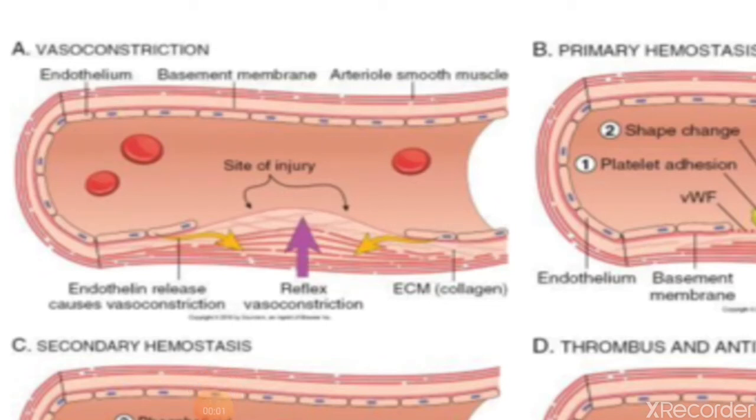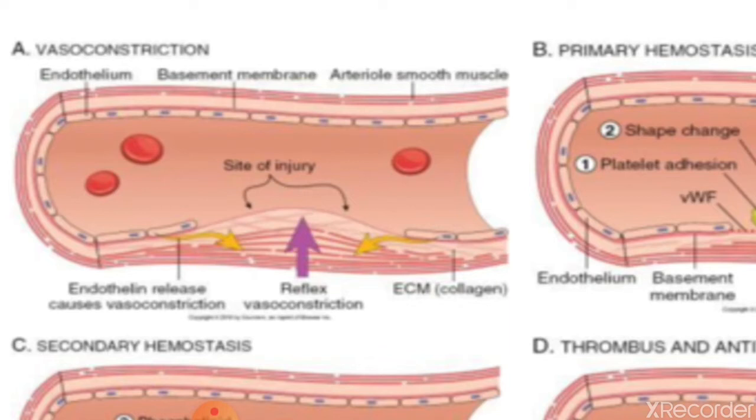Our lecture today is hemostasis. What's the meaning of hemostasis, or what's the aim of hemostasis? The aim of hemostasis is to stop bleeding at the site of injury. And in fact, we have primary hemostasis, which ends with the formation of a platelet plug.